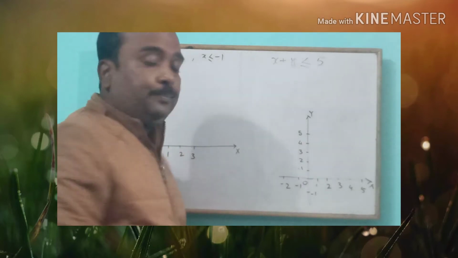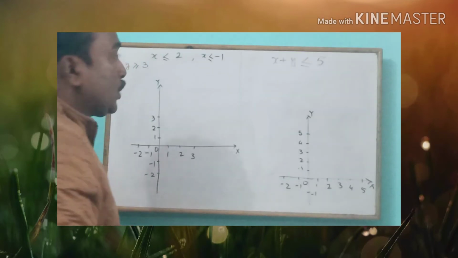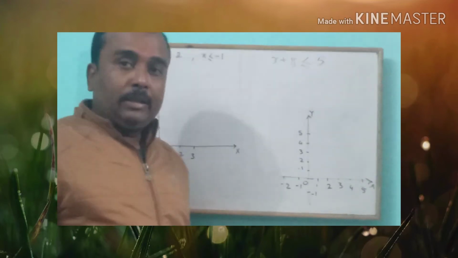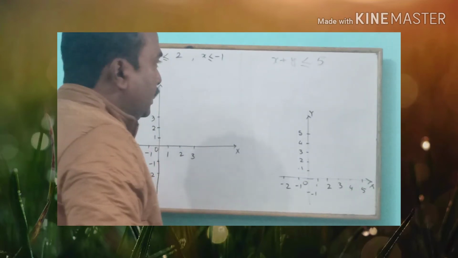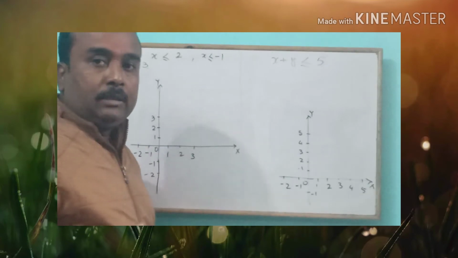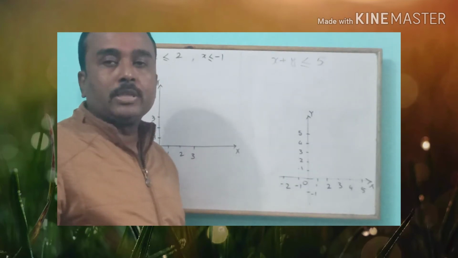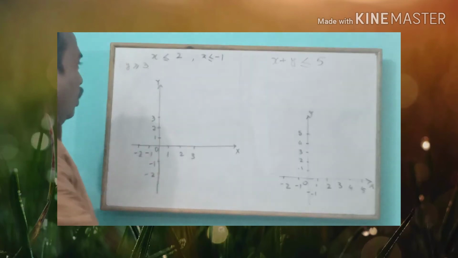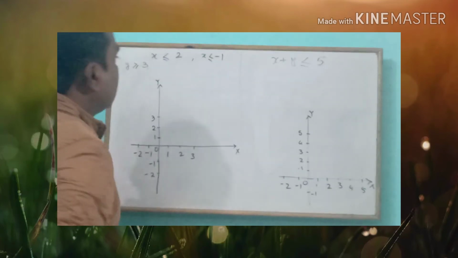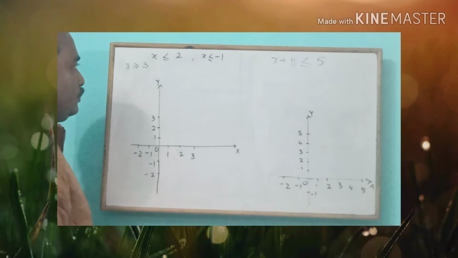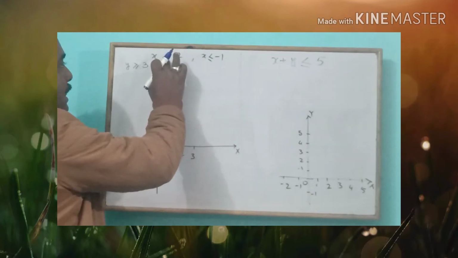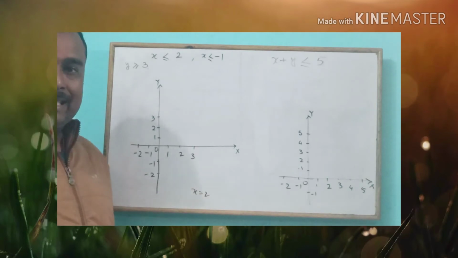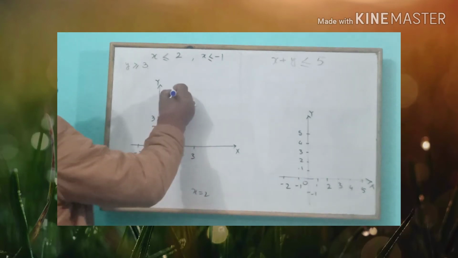Now I shall take up the solution of inequalities in graphical method. Previously what we were doing, that was algebraic method. After that we shall see when a system of inequations are given, how to solve them. Now suppose this inequation, x is less than or equal to 2. Now considering x equal to 2, that is a line which is parallel to y-axis.